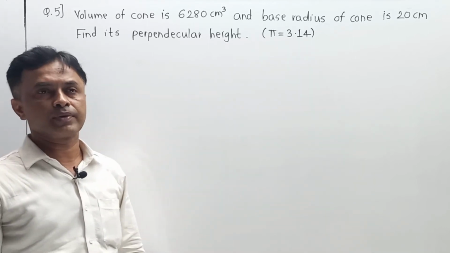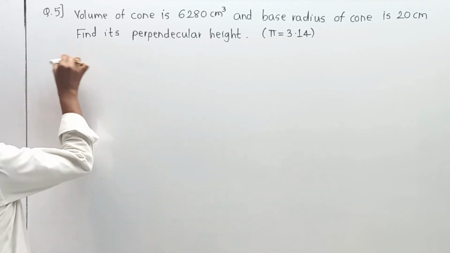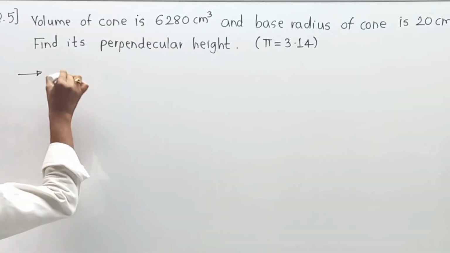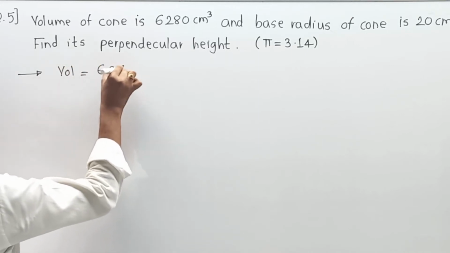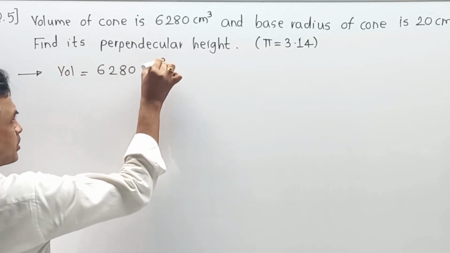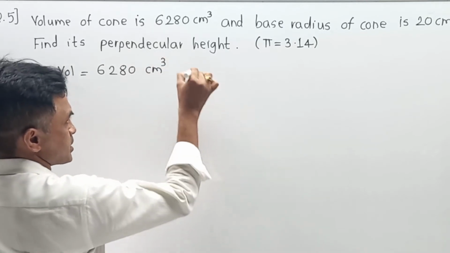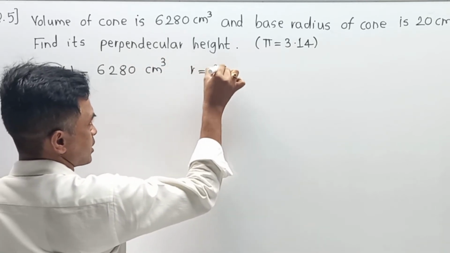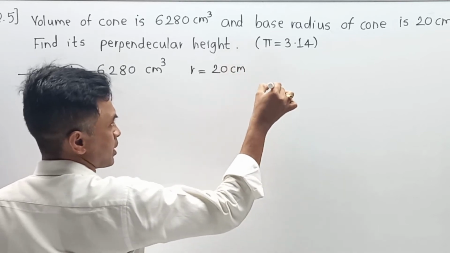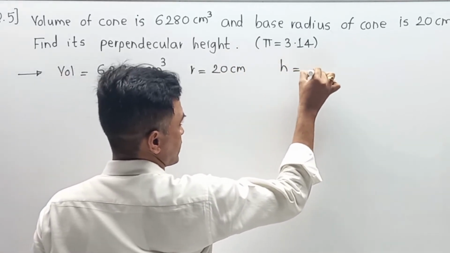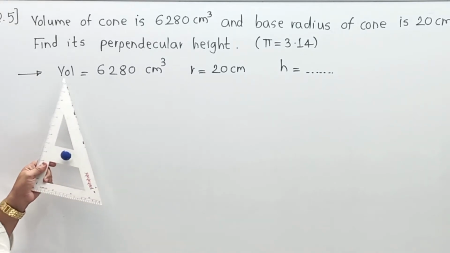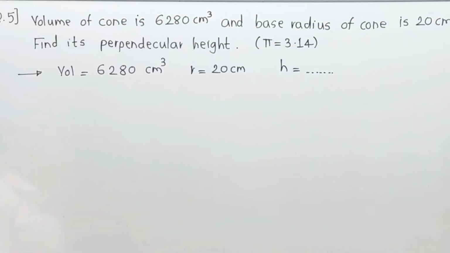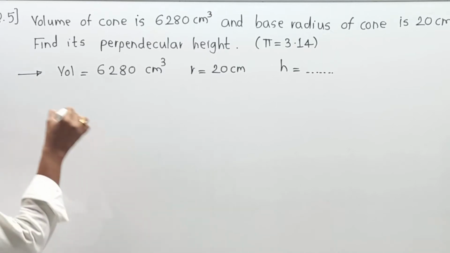Now I am going to write the data one by one over here. As per the given values, first, volume of a cone is 6280 cubic centimeter. Radius of base, means r, they have given us as 20 centimeter. And we have to calculate vertical height h, which is the missing part for the cone. So we know the formula: volume of a cone is equal to 1 upon 3 pi r square h. So putting that over here.